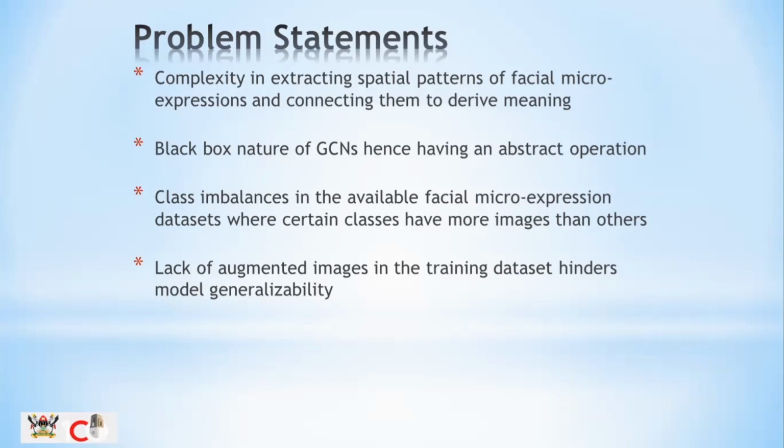Then also the black box nature of the graph convolutional networks, whereby these networks give an abstract operation and one is not able to know how a given microexpression is detected or determined by the network. Then there were also class imbalances in the available microexpression datasets, whereby certain classes had more images than others, as we shall see in the future. And then there was lack of augmented images in the training dataset, and this hindered the model generalizability.